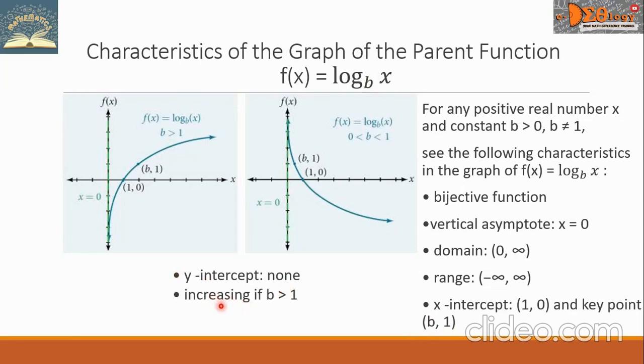We say that the graph is increasing if b is greater than 1, and this is the graph, while decreasing if b is between 0 and 1. This is the graph.